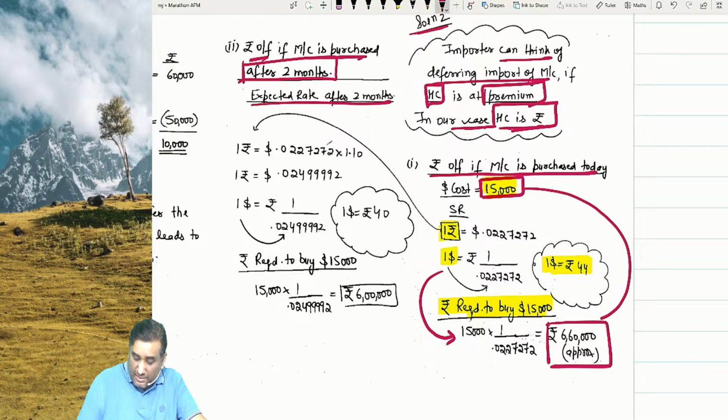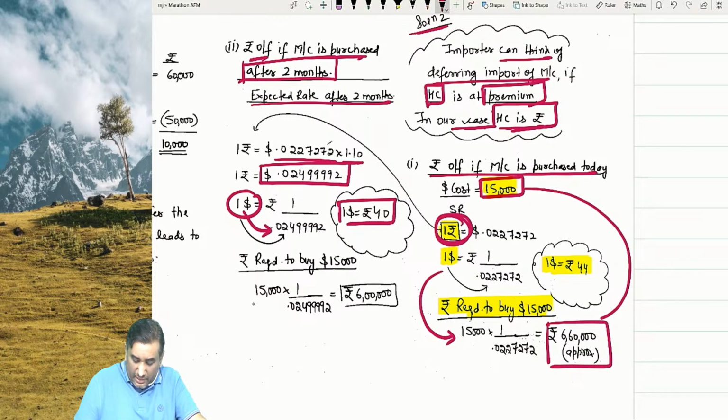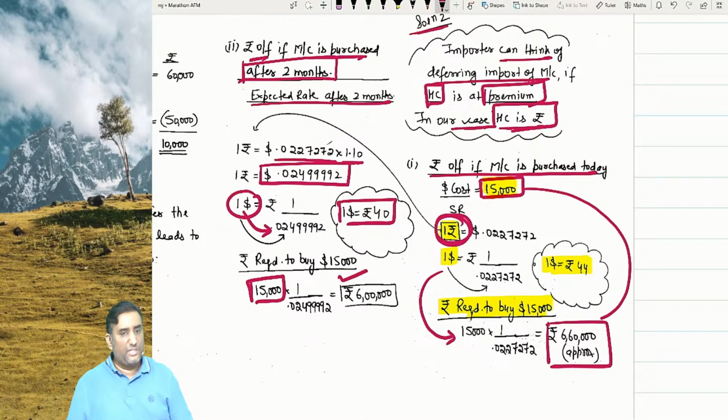Rupee outflow if the machine is purchased after how many months? 2 months. Expected rate would be, on the left hand side we keep the currency on which we find premium or discount. Since rupee is at what? Premium. So it will be 0.0227772 into 1.10. It becomes $0.0249992, and if we reconvert, it becomes equal to 40. Left hand side, left to right, when we convert 15,000 into this it will give me 6 lakh. We say if we buy the machine today, it will come in 6 lakh 60. If we defer for some time, it will come in 6 lakh. Deferring will give us a saving of 60,000.